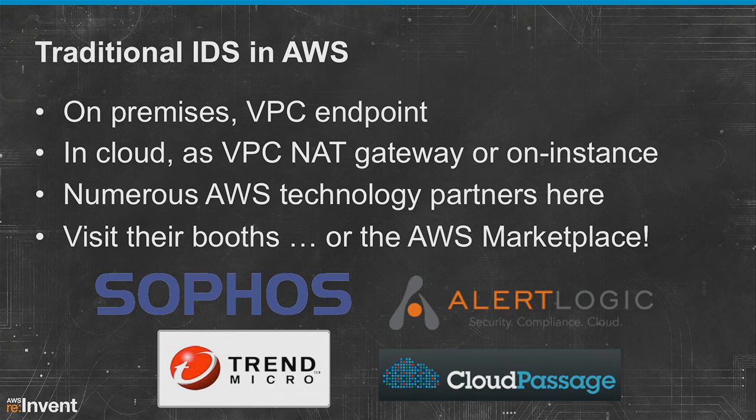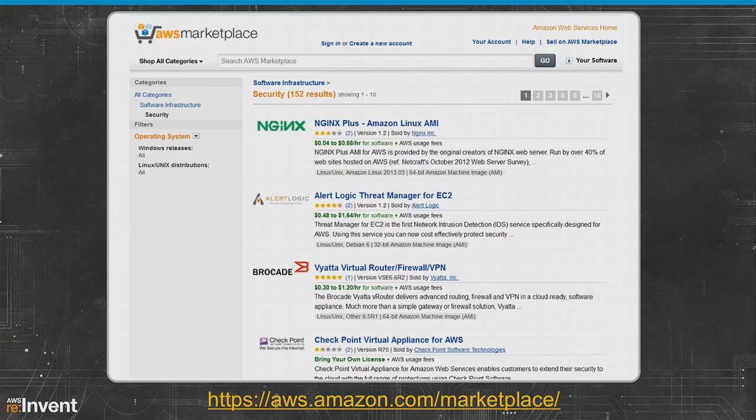we have numerous AWS technology partners. A number of them are here at re:Invent. You should visit their booths, or you can go to the AWS Marketplace, aws.amazon.com/marketplace, where you can find a number of these vendors with ready-made products to deploy within your AWS environment for traditional intrusion detection systems.